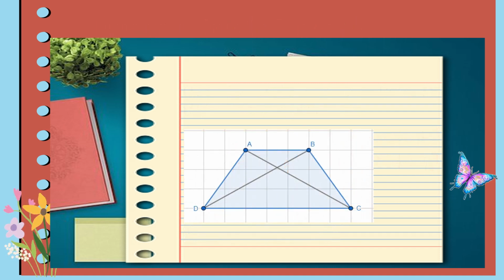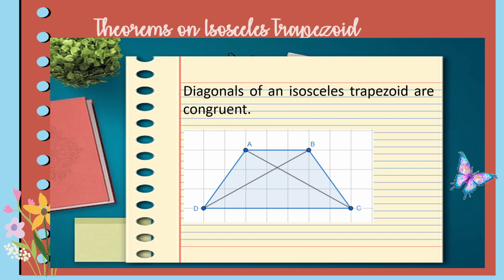The last one, diagonals of an isosceles trapezoid are congruent. Take note that the diagonals of a trapezoid are not all congruent. Only the diagonals of an isosceles trapezoid are congruent. So we can say that the diagonal AC is congruent to the diagonal BD. So if BD is, let's say, 7 units, then AC is also 7 units.